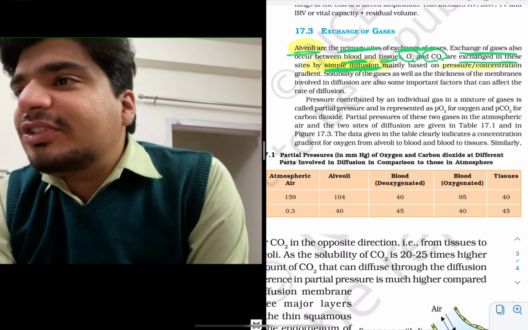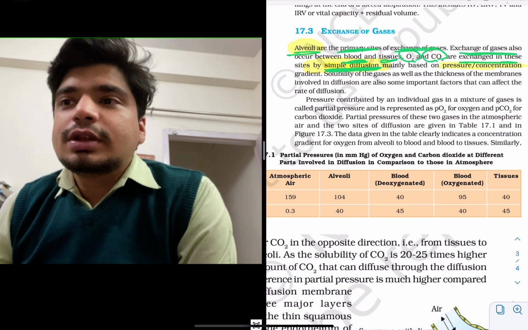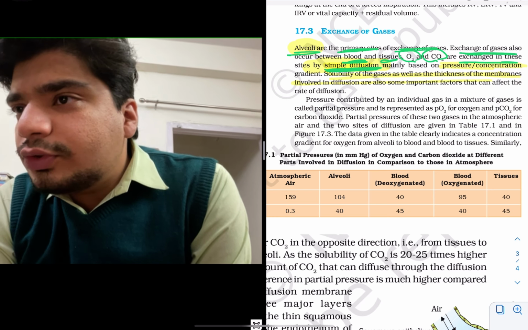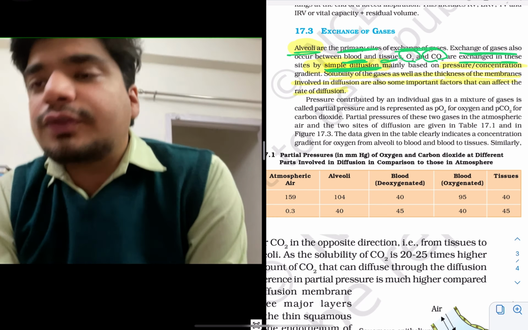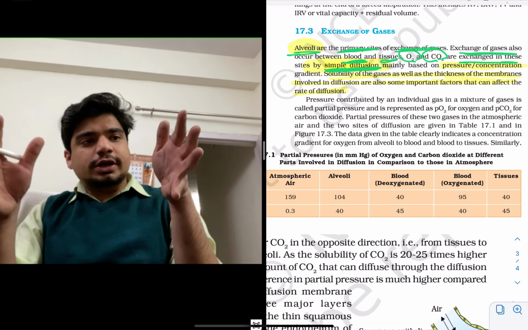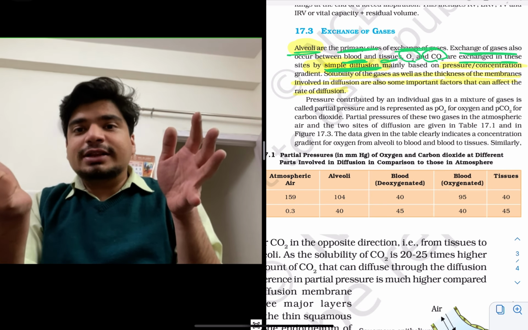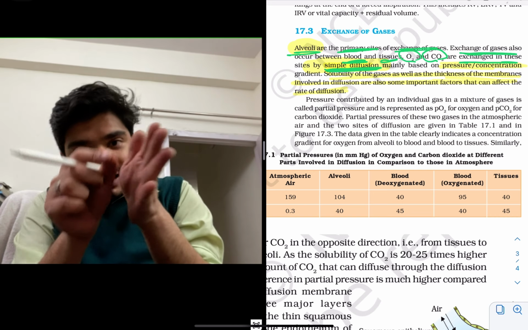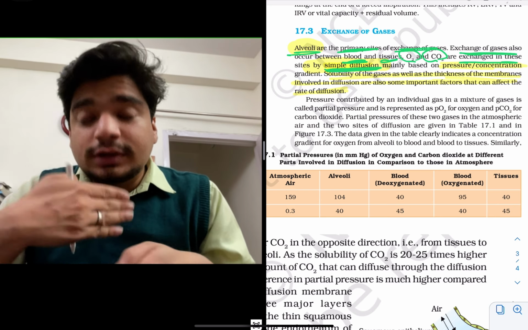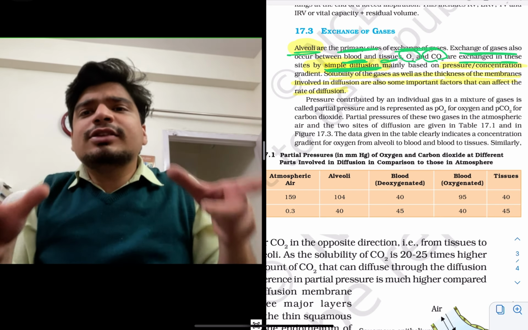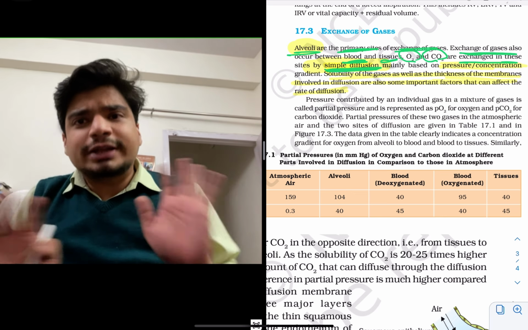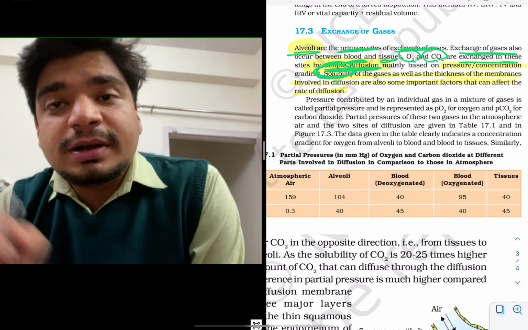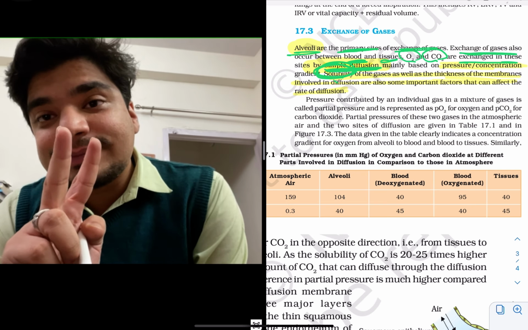Based on what? Based on pressure and concentration. Solubility of these gases as well as the thickness of the membranes involved in diffusion are also some of the important factors that can affect the rate of diffusion. Obviously, if you want to diffuse something from here to here, the other thing that will matter is the solubility. If it has more solubility, then more can diffuse. And if the thickness is less, diffusion will be easier. If thickness is more, diffusion will become tougher. So the two things that can affect simple diffusion are solubility and thickness.